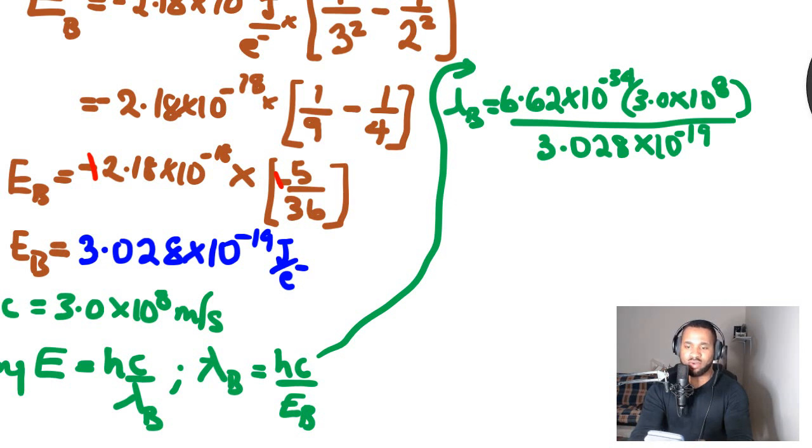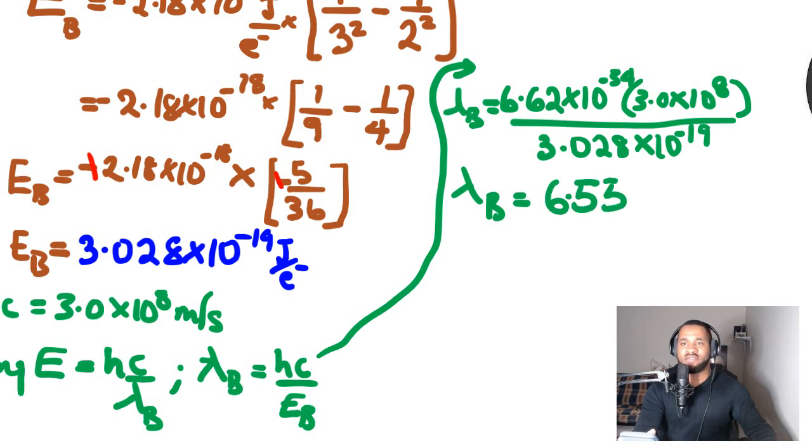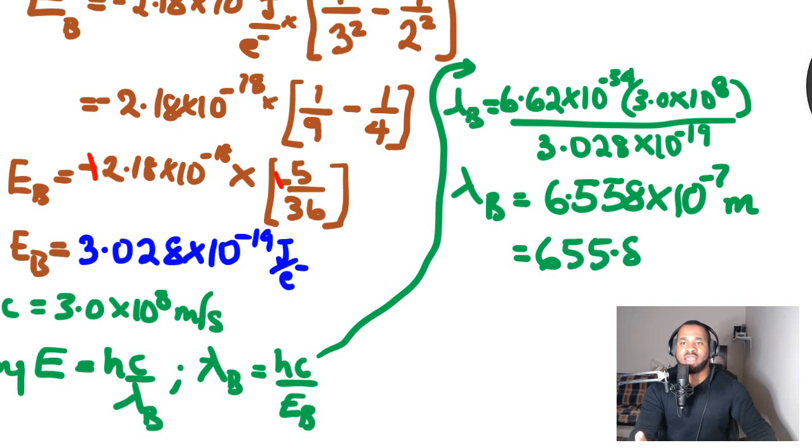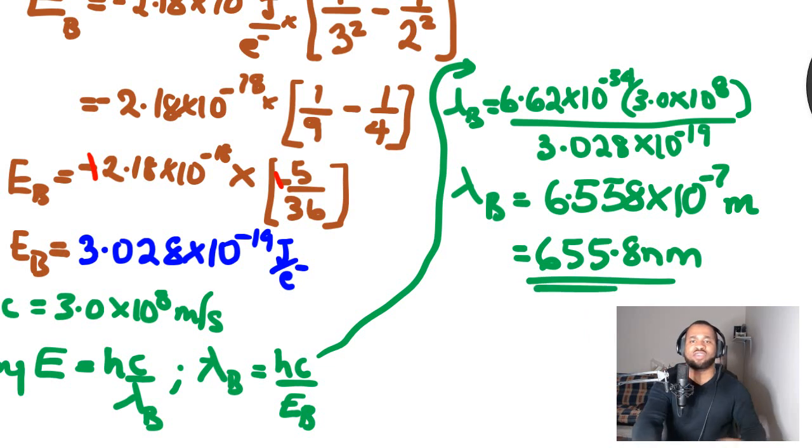That will be equal to, in this case, our specific wavelength, which is going to be equal to 6.558 times 10 to the negative 7 meters, or you can transform it to nanometers in this particular case. So if you want to make it nanometers, it will be 655.8 nanometers.